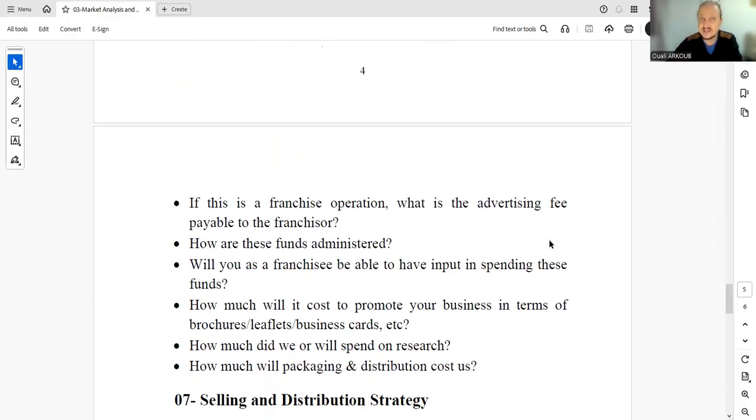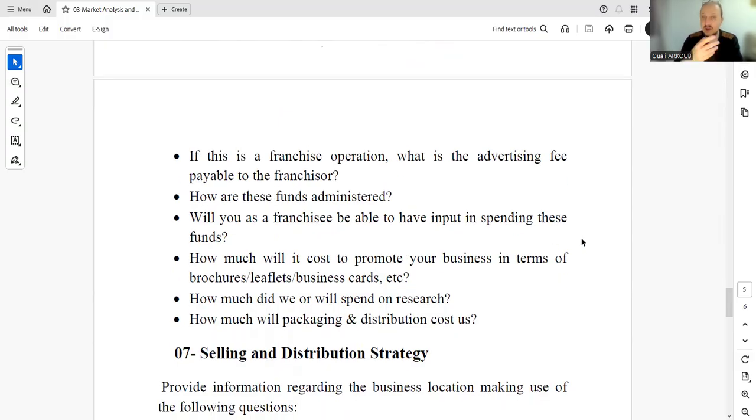Also, is this a franchise operation? What is the advertising fee? Fees also cost, payable to the franchisor. How are these funds administered? Will you, as a franchisee, be able to have input in spending these funds?